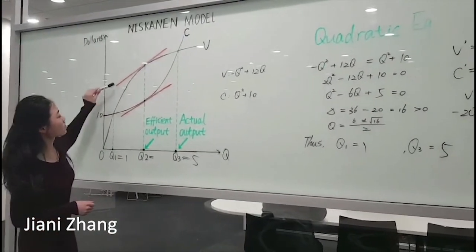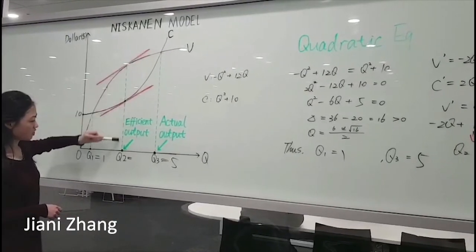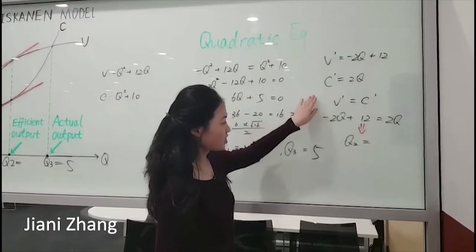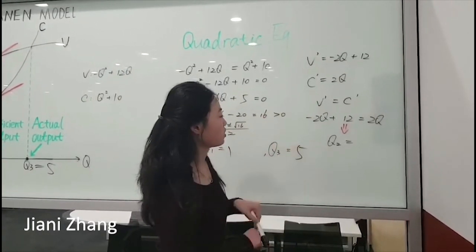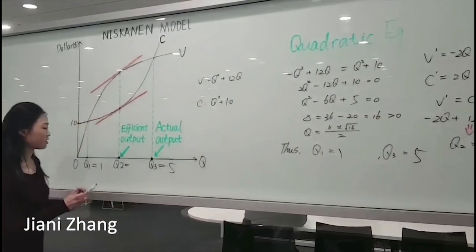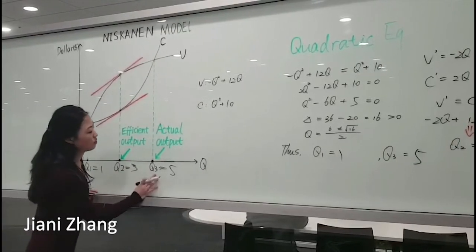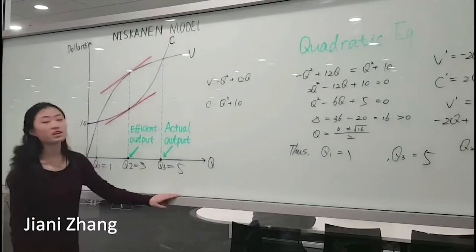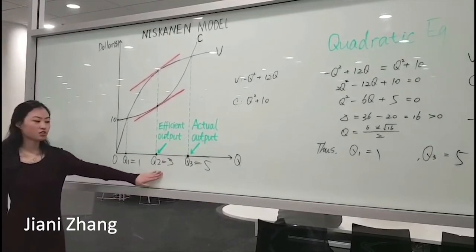Because the tangent of curve B and curve C at Q2, the derivatives of these two equations are equal. So from this, we can get Q2 is 3. Finally, we can find Q2 is bigger than Q1 and smaller than Q3. So that's done. Thus, when marginal cost equals marginal revenue, we get the efficient output Q2 is 3.